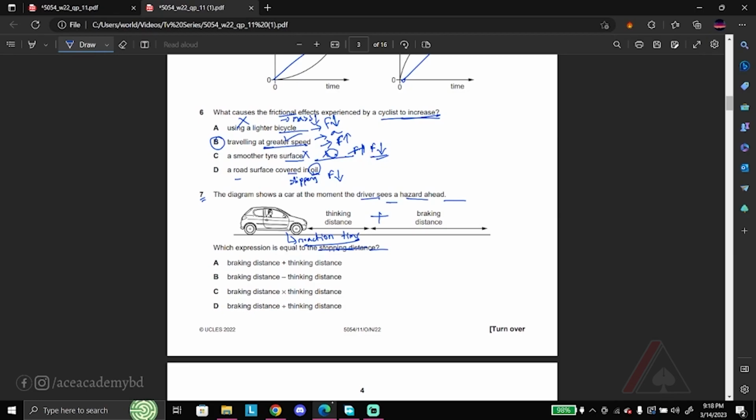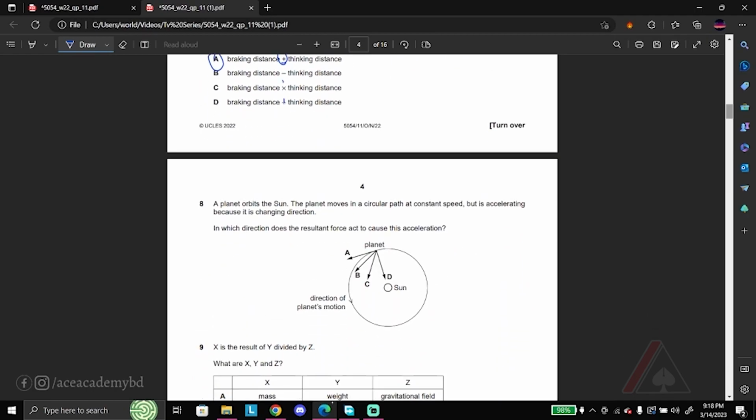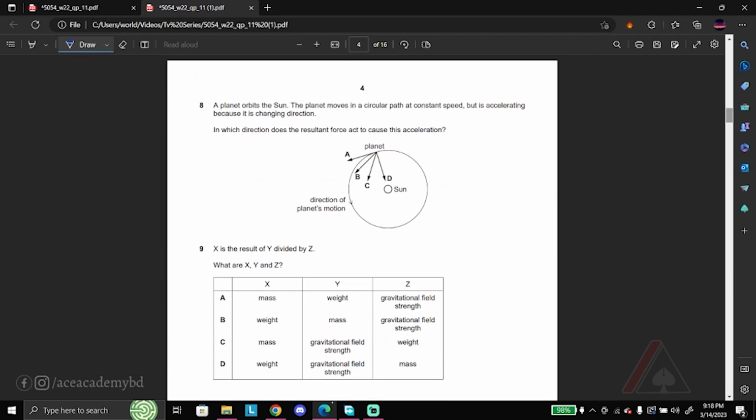Well, let's see which of these options matches with our concept here. It's only A because all the others show different symbols. This is the addition symbol, so this is the answer.